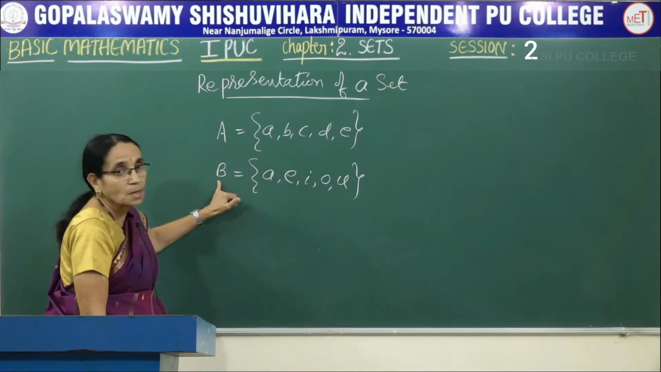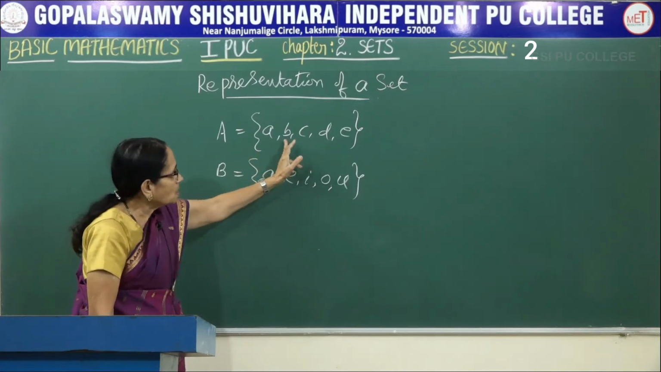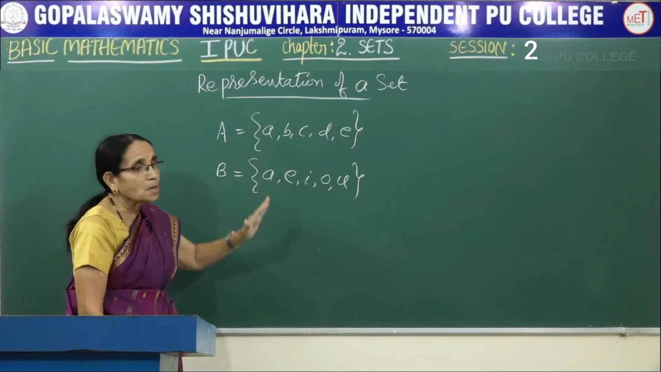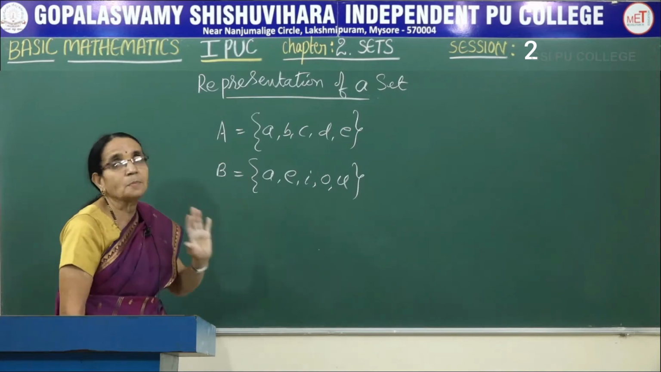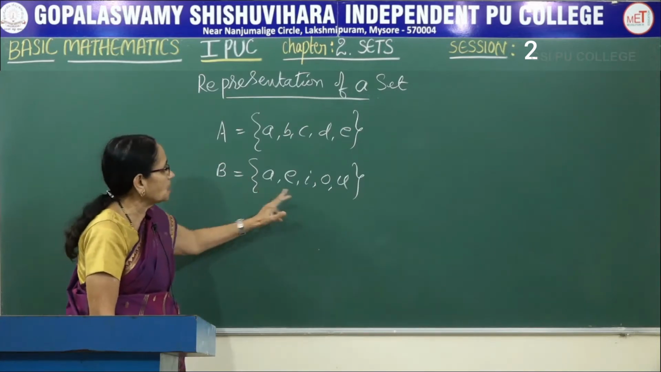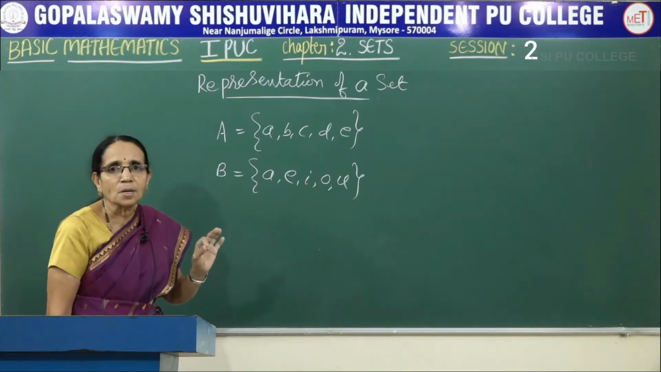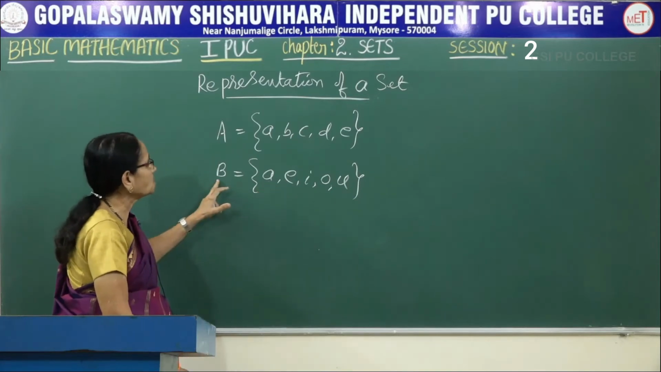We use the capital letters of the English alphabet to denote a set, and the elements have to be separated by commas. But remember, the order is immaterial. What do you mean by that? The order is not important. I can write E first, O here, then A, because remember it is only a collection. Now the element A is in the set B.